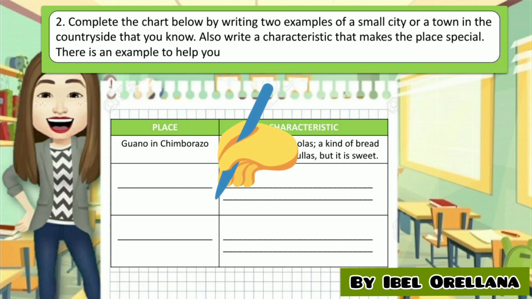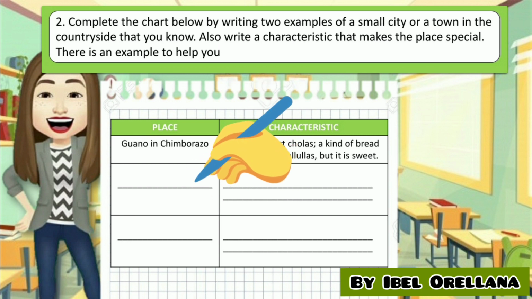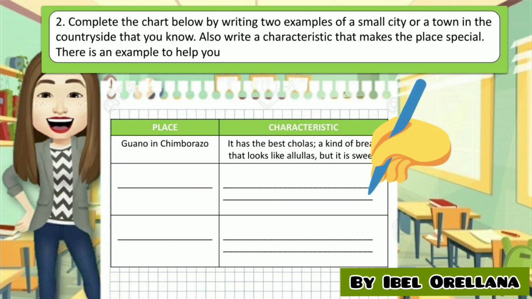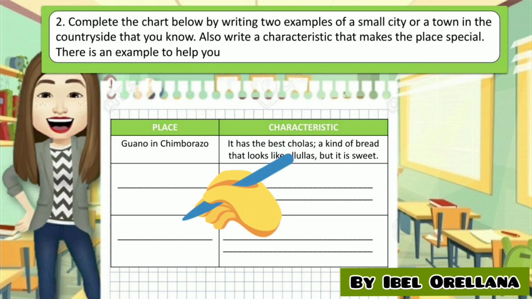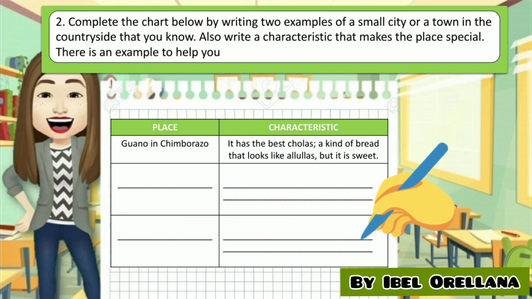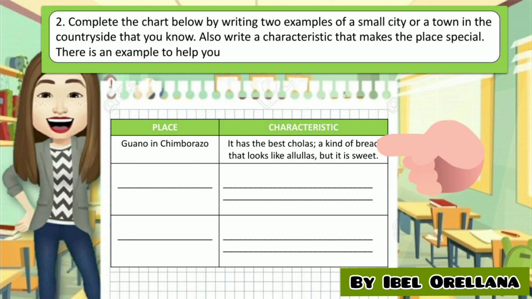Activity 2. Complete the chart below by writing two examples of a small city or town in the countryside that you know. Also write a characteristic that makes that place special. There is an example to help you.